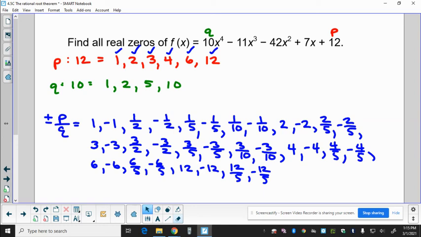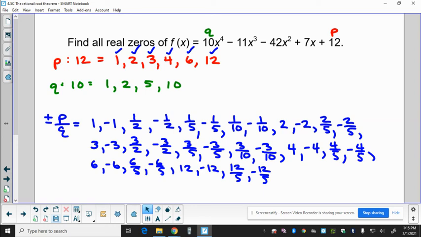The original problem is a degree of 4. That means there are 4 answers to this problem. There's no guarantee all 4 answers are in that list, but at least one is. Which one of those is? Well, this is going to require a little bit of work, right?